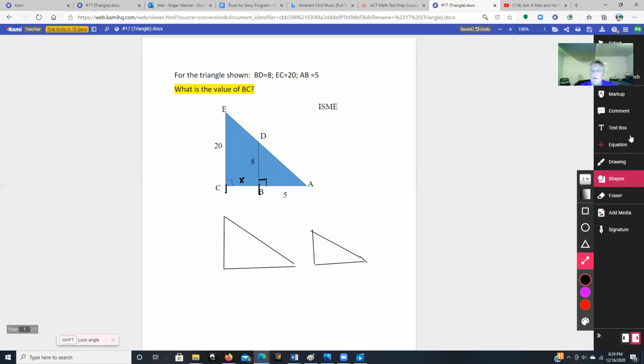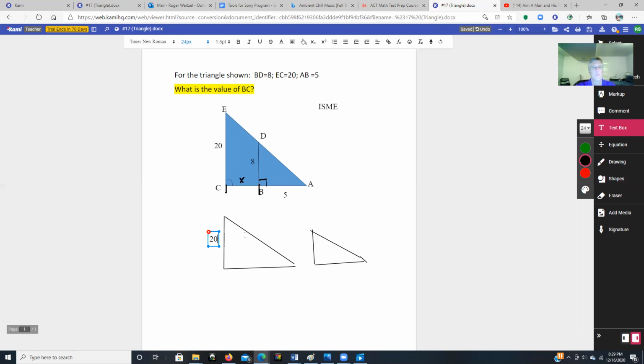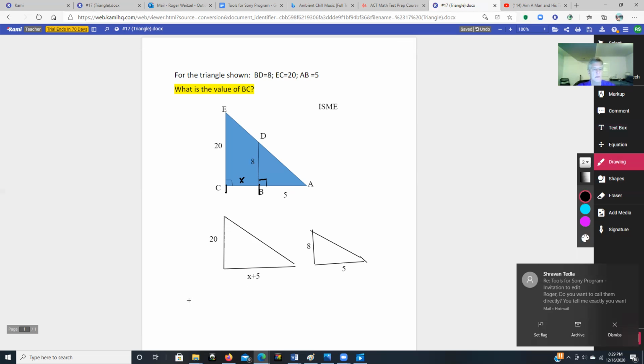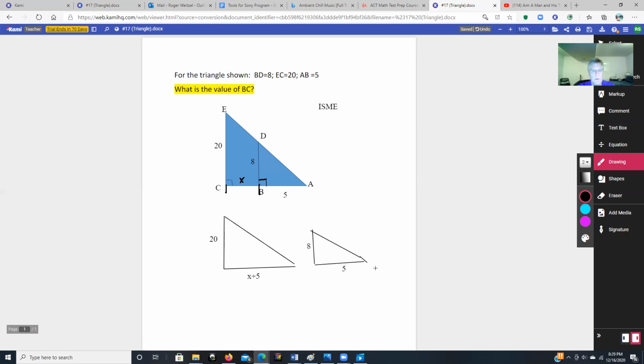All right, let's put in the information on this one. So from the big one, we know that this is 20. We know that this is 8. We know that this is 5. And then on the big one here, we know that this side is X plus 5. So now we can set up some proportions. We know the sides are going to be proportional as long as our triangles are oriented the same. So we're going to have 20 over X plus 5. So this side to this side is equal to this side to this side. So it'll be 8 over 5.